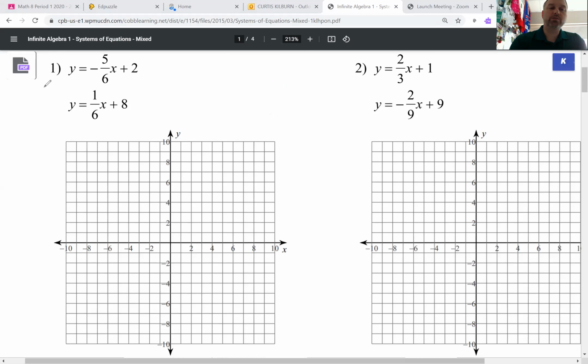Let's graph the first one right here. y equals negative 5/6x plus 2. Okay, where do you start to put your first dot? That's right, at positive 2 on the y-axis. The slope is negative, so do you start by going up or down? That's right, you go down. So you go down 5, 1, 2, 3, 4, 5, and then 6 to the right. 1, 2, 3, 4, 5, 6.